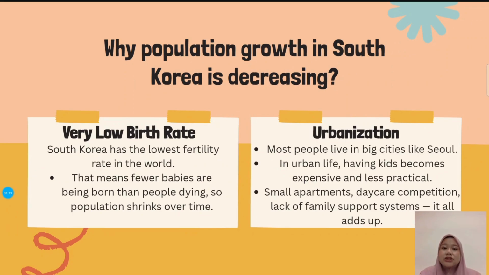South Korea has the lowest fertility rate in the world. That means fewer babies are being born than people dying, so the population shrinks over time. Secondly, urbanization. Most people live in big cities like Seoul. In urban life, having kids becomes expensive and less practical. Small apartments, daycare competition, lack of family support system, it all adds up.